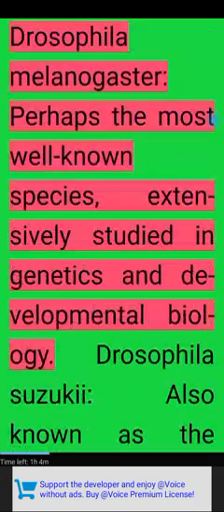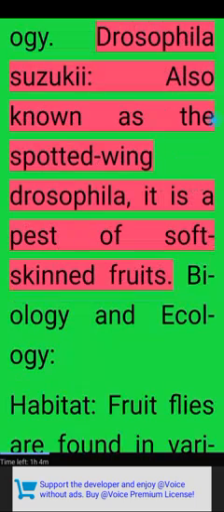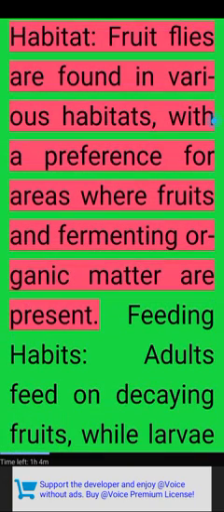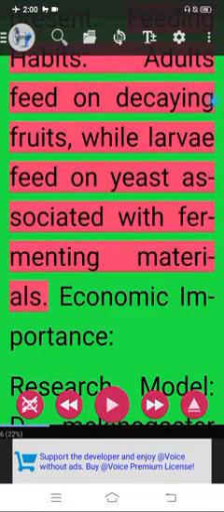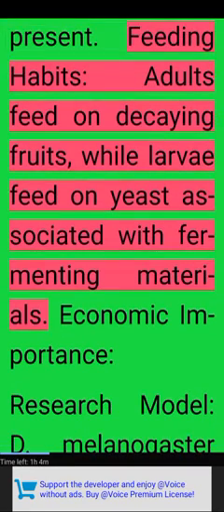Examples of Drosophilidae. Drosophila melanogaster, perhaps the most well-known species, extensively studied in genetics and developmental biology. Drosophila suzukii, also known as the spotted-winged Drosophila, is a pest of soft-skinned fruits. Biology and ecology. Habitat. Fruit flies are found in various habitats, with a preference for areas where fruits and fermenting organic matter are present. Feeding habits. Adults feed on decaying fruits, while larvae feed on yeast associated with fermenting materials.